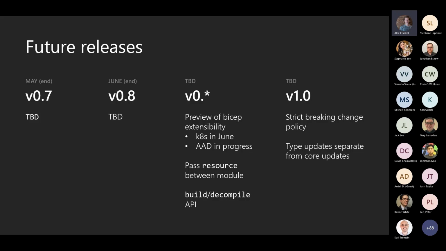So the big stuff has not changed. Extensibility is something that we continue to work on, passing resources, this build decompile API to power portal export type scenarios and deploying Bicep from the portal as well. And then 1.0, stricter breaking changes and type updates separate from core updates. So you can get all the latest and greatest Azure types without having to actually update Bicep. Any other questions before I move on?